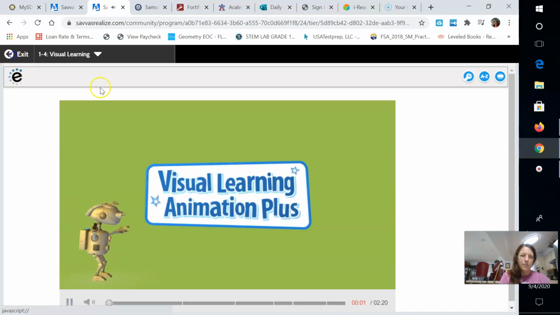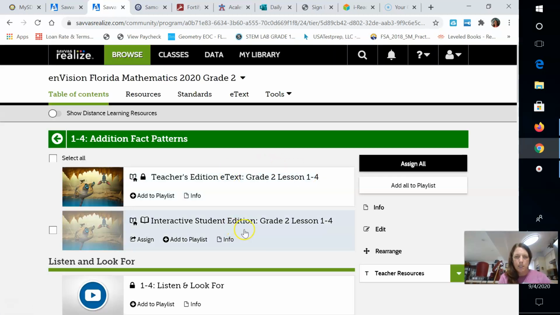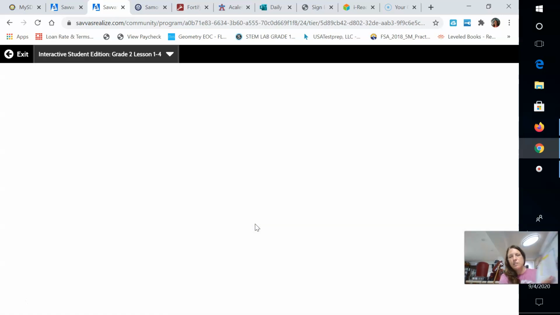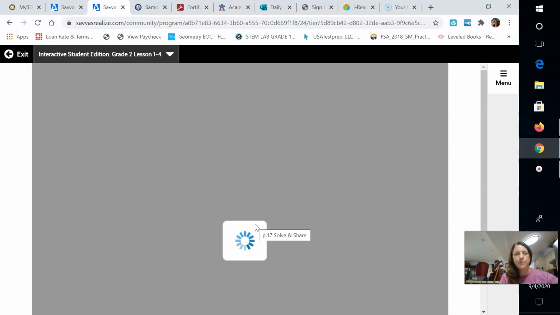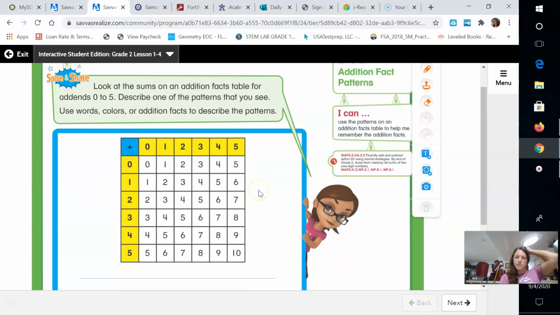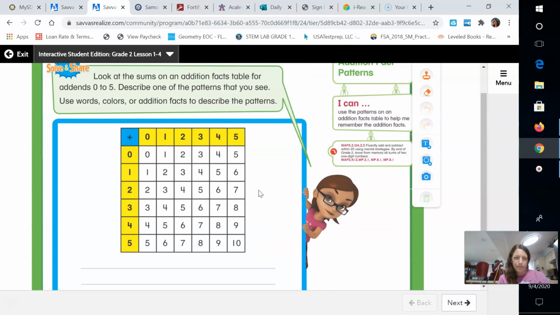All right, we're going to try some of this now. We're going to do lesson 1.4. It's page 17 in your red folder. And we're going to start out by just looking for some patterns on this fact chart, fact table.